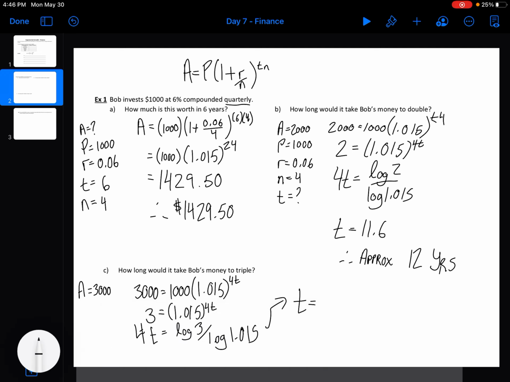So 18 point, we'll say 4 years, therefore approximately 19 years. Okay, I'm just rounding up because it takes at least that amount of time. So if we were rounding to the nearest year, it would be after 19 years.